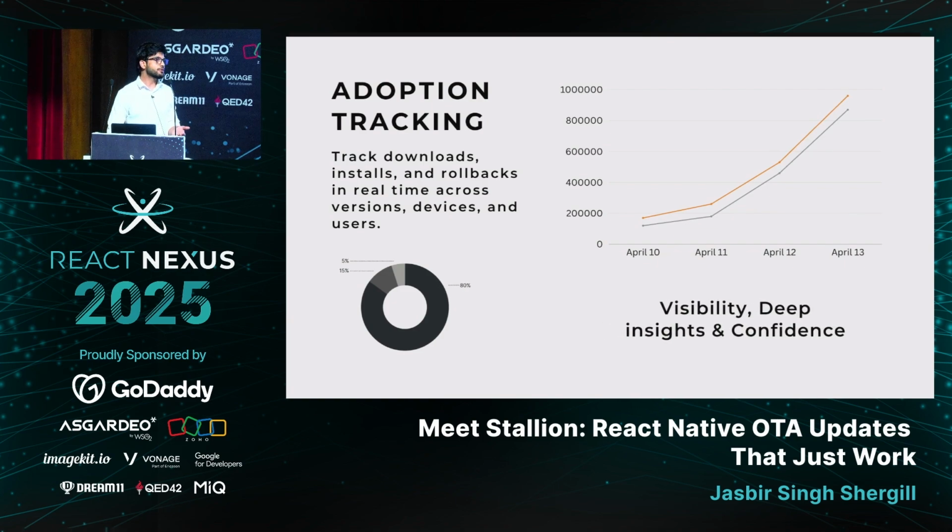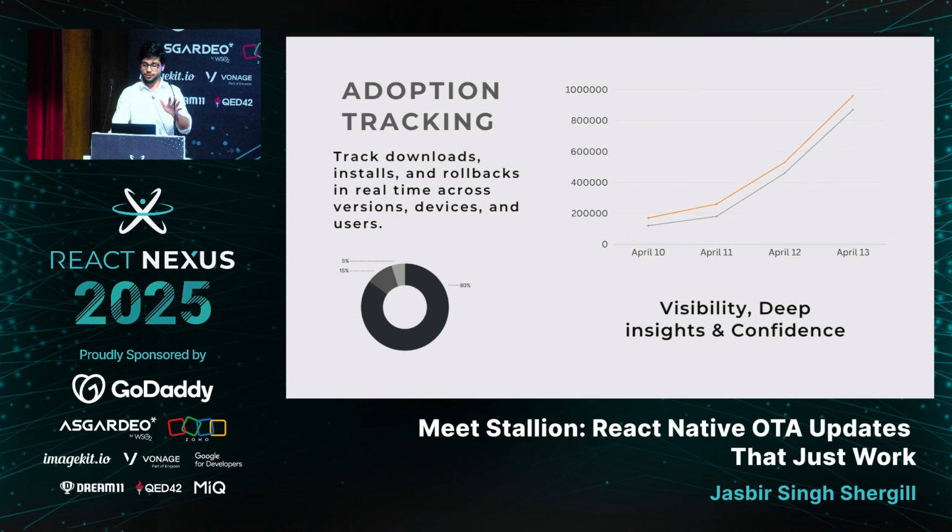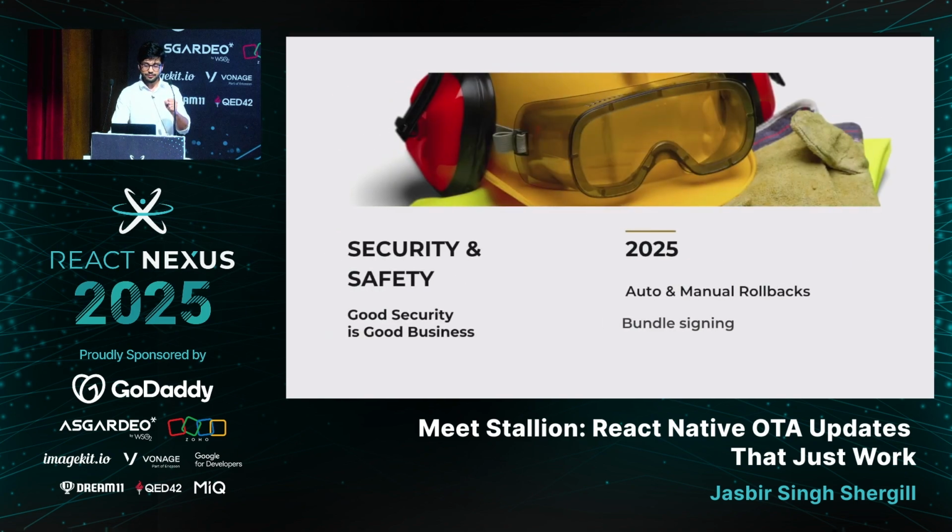Okay, so analytics is another very important thing when you are dealing with over-the-air updates. With Stallion, you get in-depth everything that you could ever ask for, be it installs, downloads, adoption, rollbacks, why rollbacks are occurring, all of that good stuff. So this was also sorted.